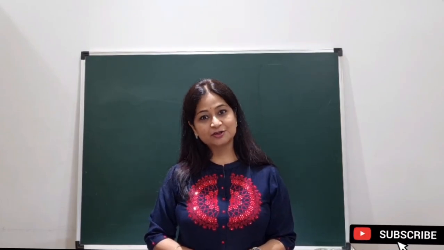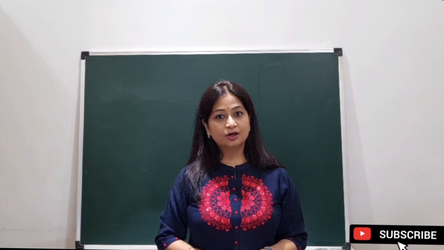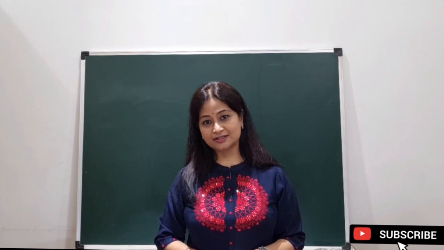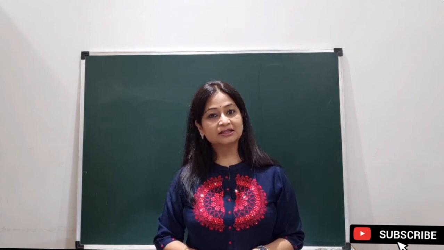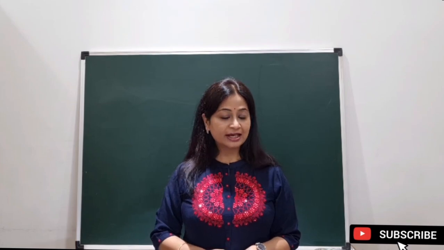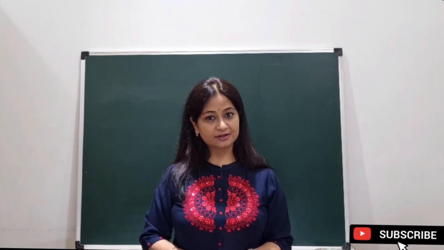Hello students, today we are going to study the anatomy of the femoral triangle. Now the femoral triangle is a triangular depression located on the anterior aspect of the upper one-third of the thigh. So let us look at its boundaries first.